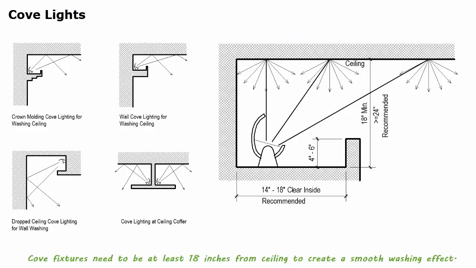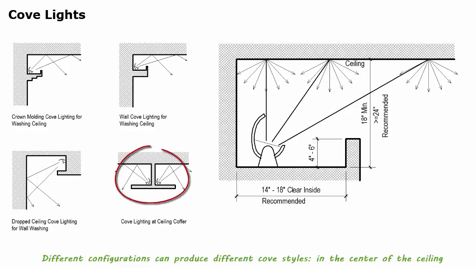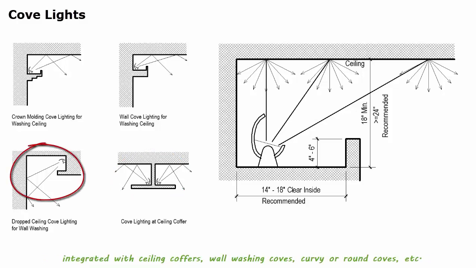Cove fixtures need to be at least 18 inches from the ceiling to create a smooth washing effect. Different configurations can produce different cove styles: in the center of the ceiling, integrated with the ceiling coffers, wall washing coves, curved or round coves, etc.